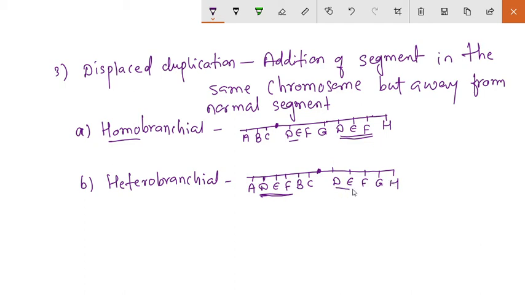Okay, it is the normal segment. And this DEF duplicated part of this segment is added to the another side of the centromere. Okay, ह्या सेंट्रोमियरच्या another साइडला त्या ठिकाणी तो ऍड झालेला आहे away from the normal segment. So it is known as the heterobranchial displaced duplication. Okay, then the transposed duplication.